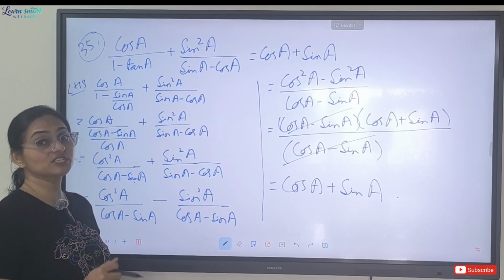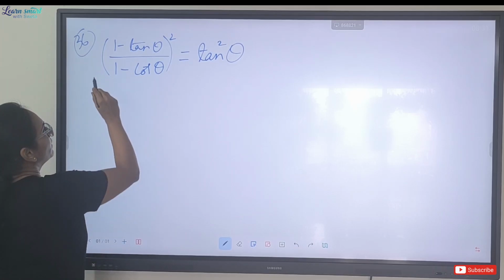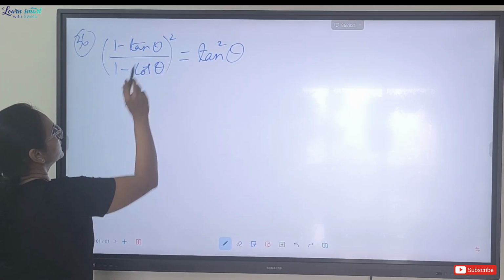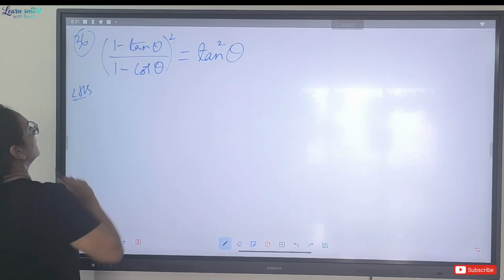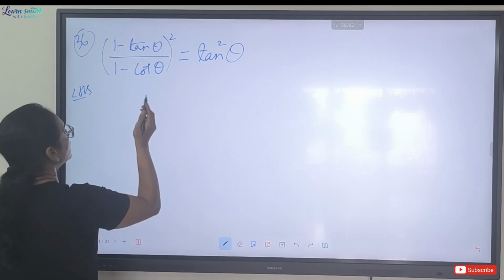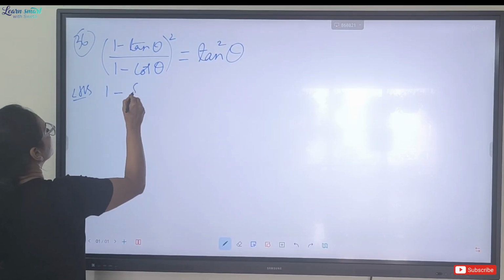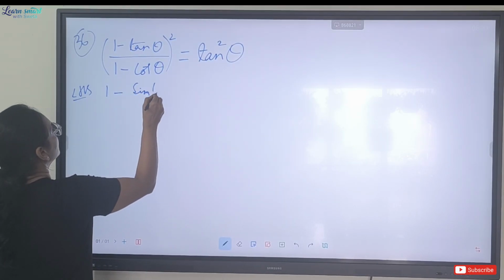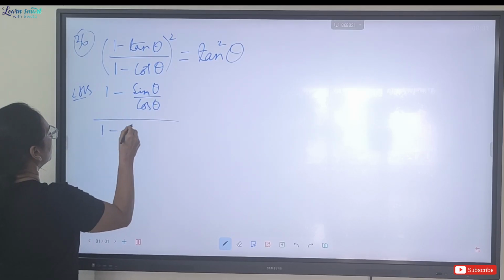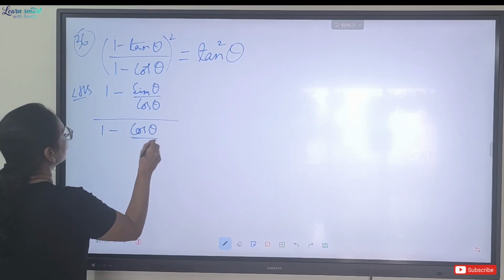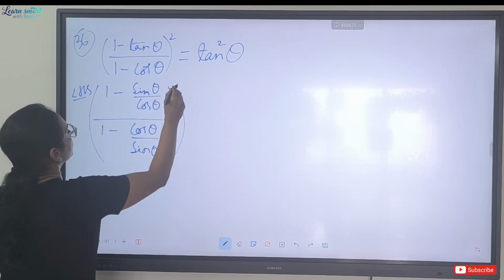Let's see the next question, question number 36, how to solve it. 1 minus tan theta by 1 plus cot theta, the whole square. Again, we will write tan theta as sin by cos and cot as cos by sin, and let's see if we are able to get it. So we will write 1 by sin theta by cos theta upon 1 by 1 minus cos theta by sin theta, the whole square.